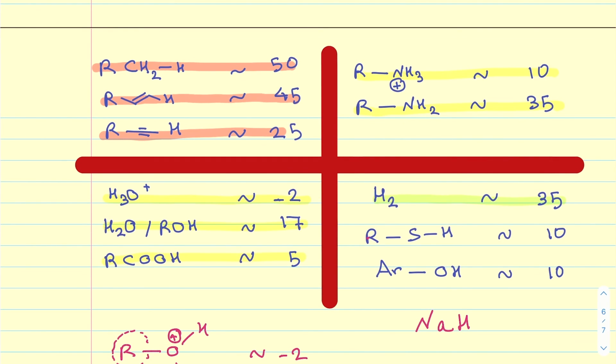Your typical RSH, your typical thiol, is going to have a pKa of around 10. Also, same thing for your typical phenol. And as you can see, your typical phenol is a little more acidic than your typical alcohol because your OH is connected to an aromatic ring.